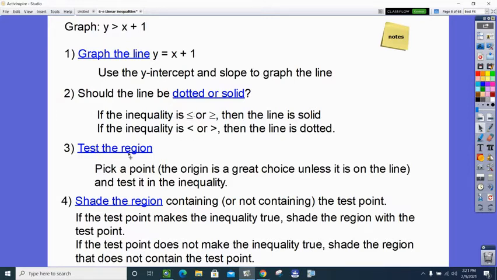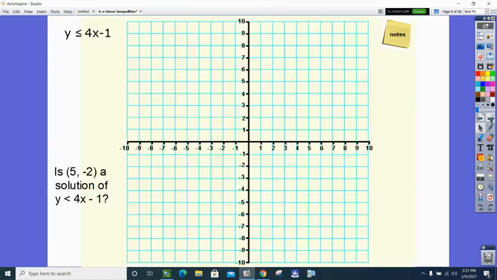The next thing we're going to do is test the regions. Once you've drawn your line or dotted line, you pick a point on one side or the other. And again, the origin, it's just easy math, guys. And you test it in the inequality. And then you shade the region containing or not containing the test point. If the test point makes the inequality true, shade the region where that point is, otherwise shade the other side. It's not that difficult at all.